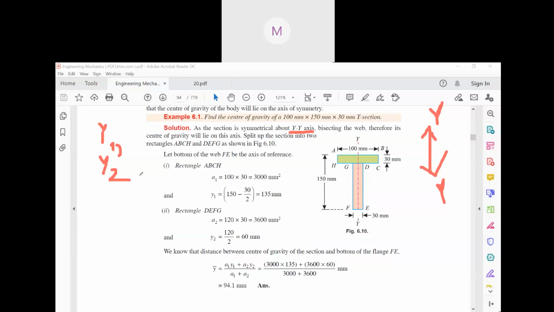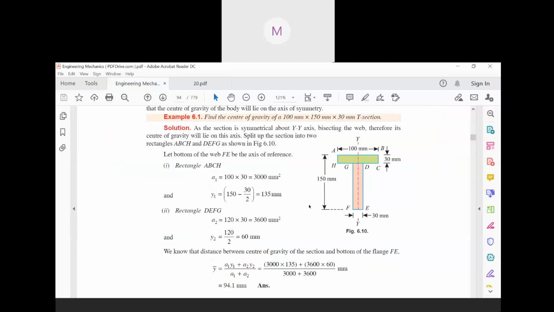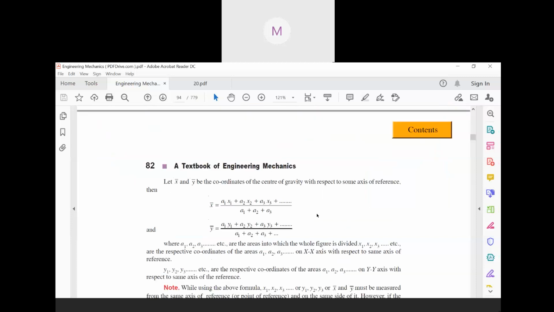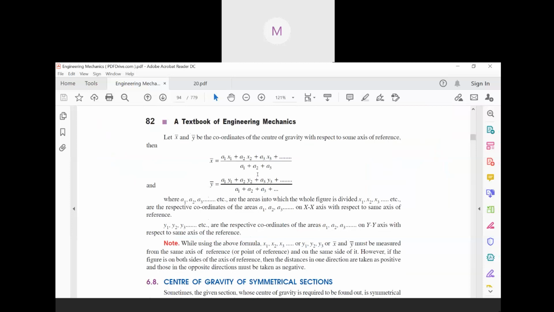If you look at this figure, you will have to find out y1 and y2. Why y1 and y2? Because it is symmetrical about the y-axis. And eventually you will have to find out a1 and a2, as given in this formula. As given in this formula, you will have to find out a1 and a2 and y1 and y2.